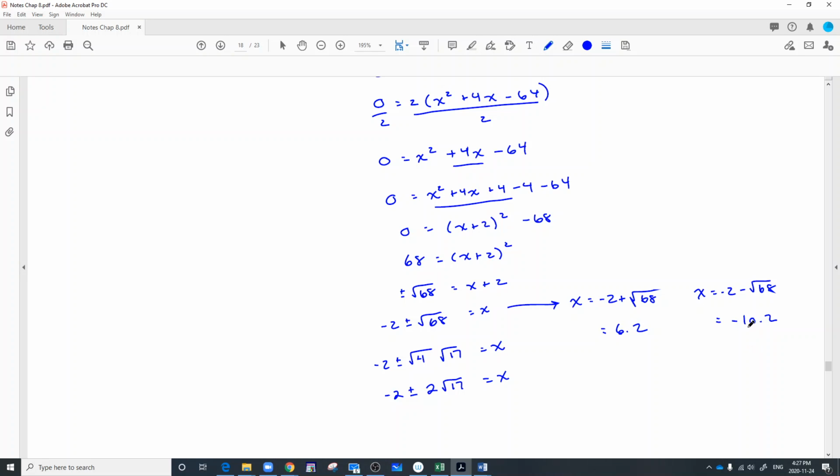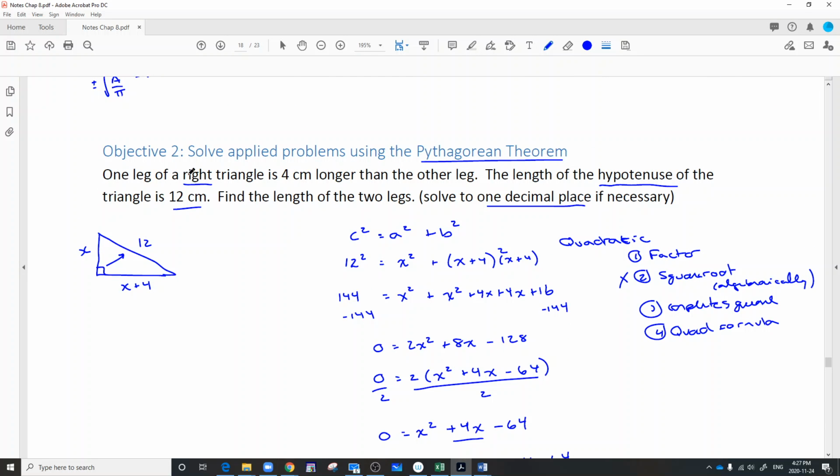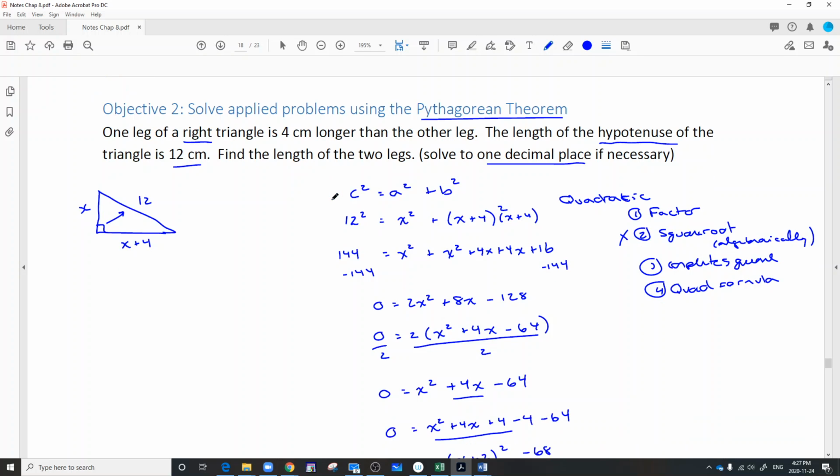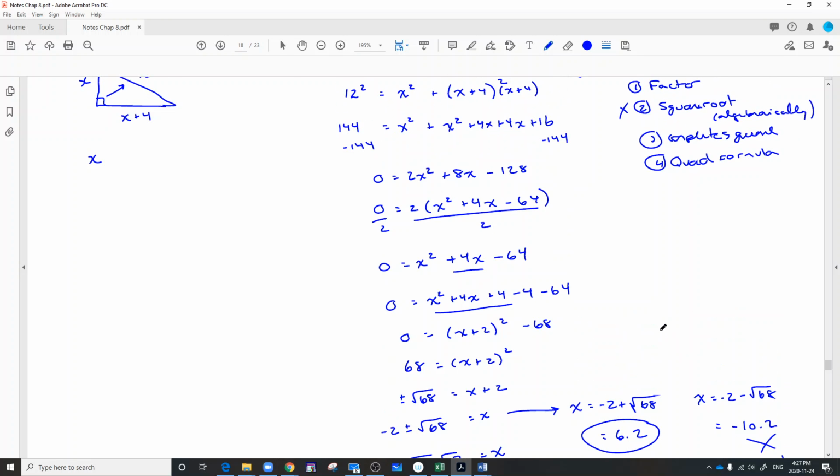Now, looking at what this wanted me to answer. So remember, word questions require word answers. It says one leg of the triangle is 4 centimeters longer than the other. Find the length of the 2 legs. So we know that x could be either 6.2 or negative 10.2. Well, I'm going to reject the negative answer because you can't have a negative length. So 6.2 is my answer for x.